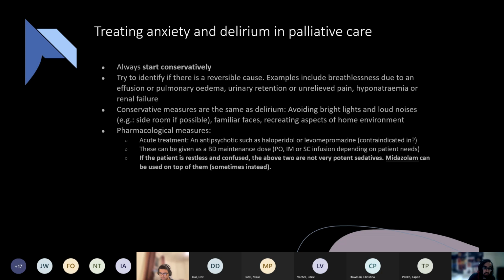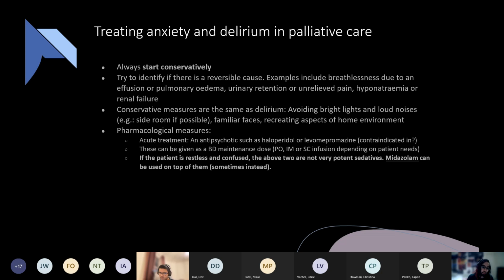Your other conservative measures, so dimming the lights, reducing loud noises, so this is where side rooms become really useful, trying to recreate a friendly environment, so having a relative in. In terms of pharmacology, your first lines are generally, if a patient's acutely delirious, your typical antipsychotics, so you've got haloperidol or levomepromazine, contraindicated in Parkinson's. We kind of just did that.